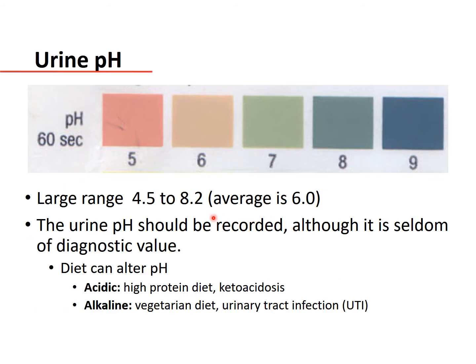The urine pH changes within a very wide range, from 4.5, the very acidic one, to 8.2, the alkaline one. The average is around 6. The pH should be recorded, however, it has almost no clinical diagnostic value. The diet alters the pH very much. The acidic pH can be recorded when we have a very high protein diet or in ketoacidosis. The alkaline pH can be obtained in vegetarians or urinary tract infection.